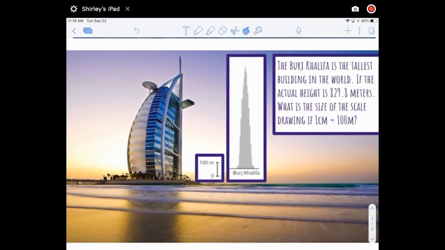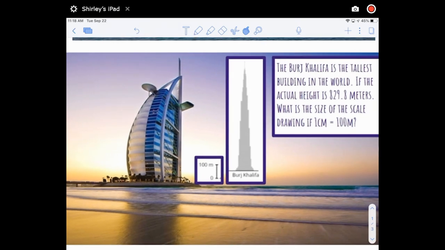The last problem, however, we were kind of split in our answers because it was a little bit different. So I have the same scale. We had that the Burj Khalifa was the tallest building in the world. The actual height is 829.8 meters. We need to know the size of the scale drawing. And again, I had that same scale, so I'm just going to rewrite this. But you all noticed that we were using that same scale factor through all of these. So if 1 centimeter in my scale drawing was 100 meters in real life, again, I'm just reiterating the process, draw your arrow, you would do 100 divided by 1. So your scale factor is 100.